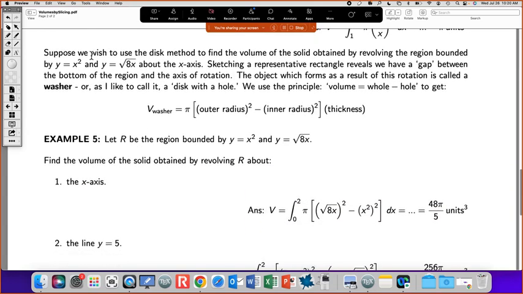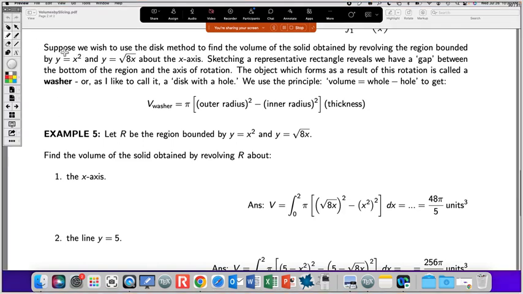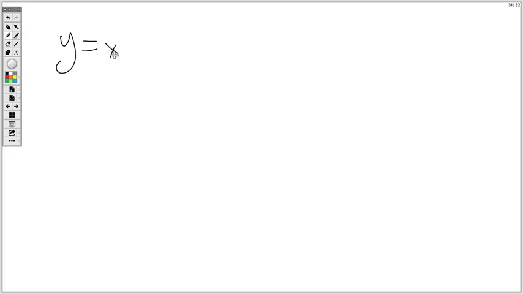All right, let's take a look at a more complicated region here. Let's look at the volume obtained by revolving the region bounded by y equals x squared and y equals root 8x about the x-axis. So look at y equals x squared, y equals root 8x.